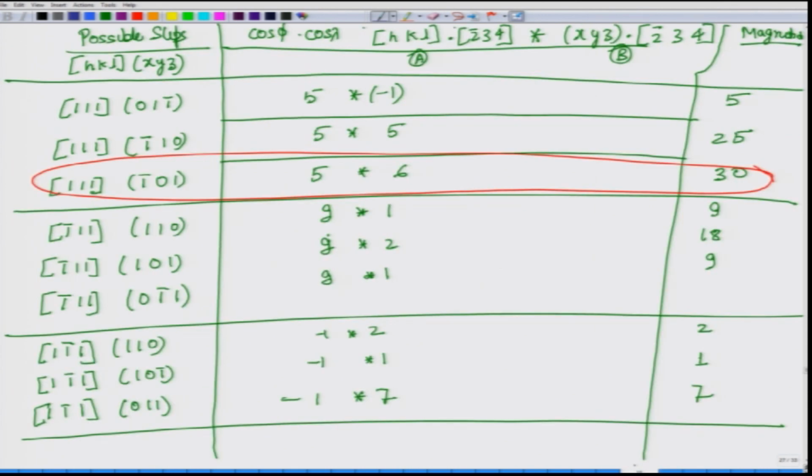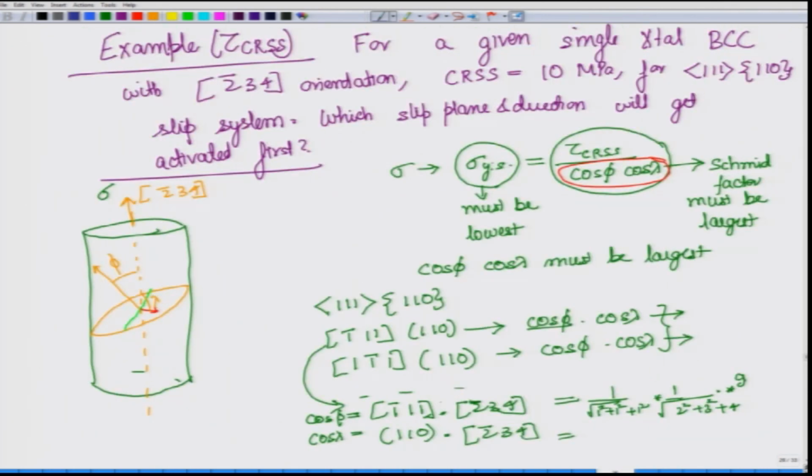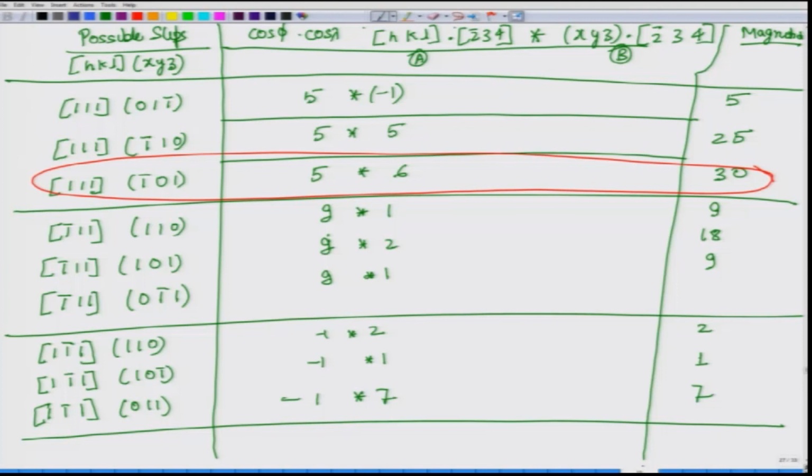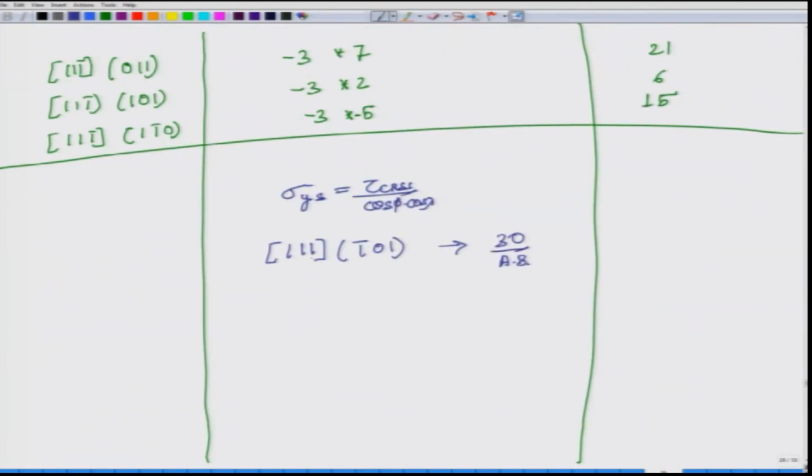What are those denominator A and B which we had shown earlier? This is nothing but these 2 terms. This will become A, this will become B. But we are not interested in finding out the sigma yield strength value, but you can see that once you know what is the tau CRSS and we have already calculated which particular plane to select, we can find A and B.